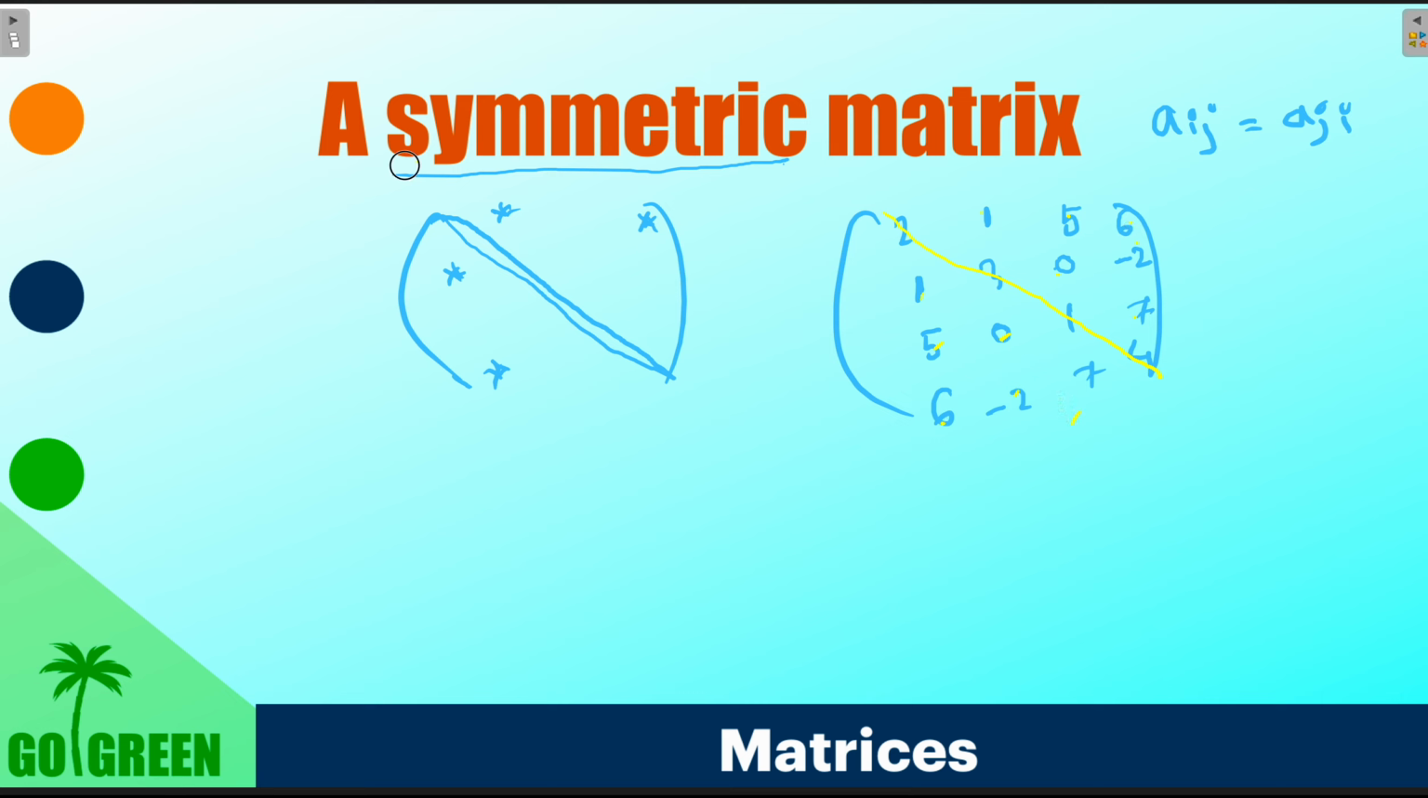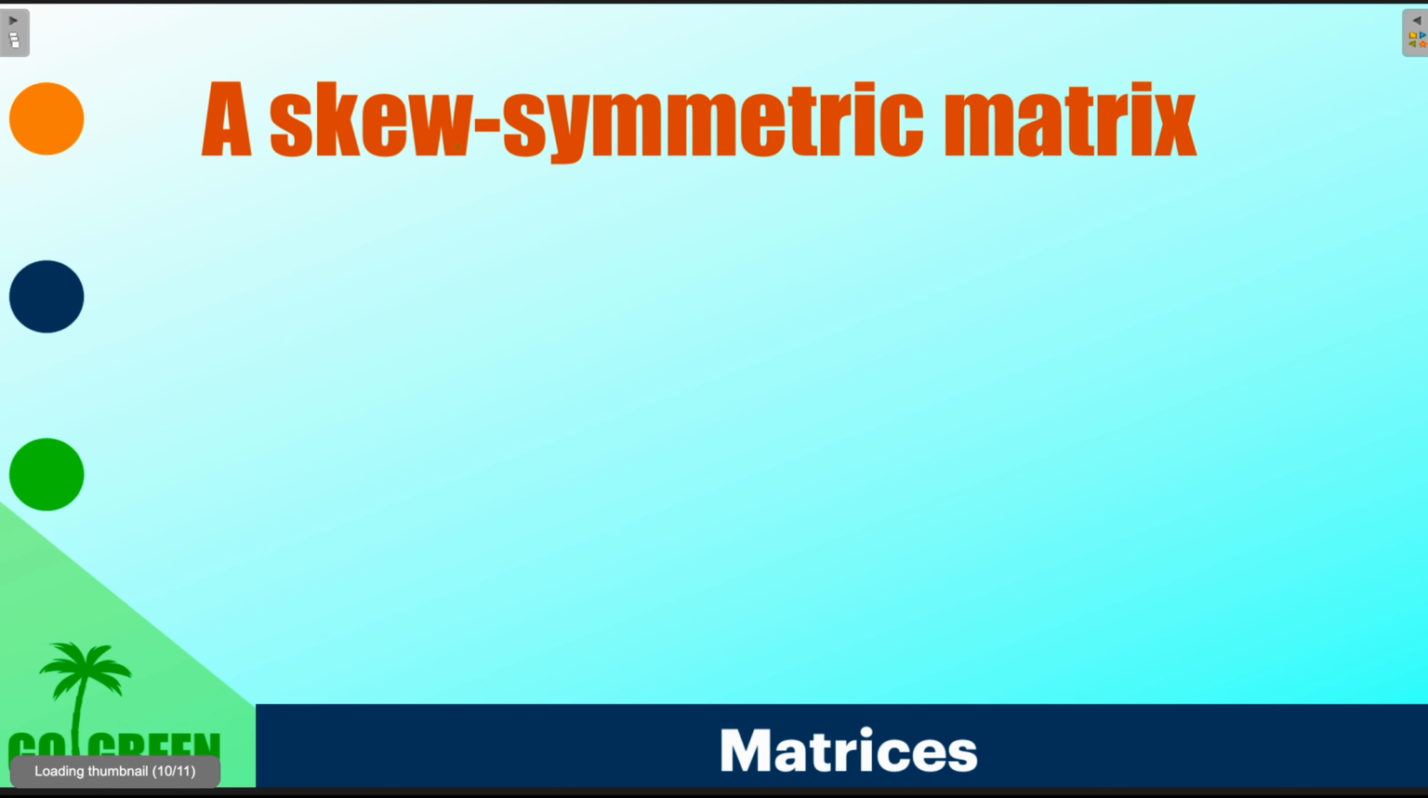Okay, so basically symmetric matrix means what? This is symmetric about the diagonal. This is what a symmetric matrix is. The skew symmetric matrix means what? This is symmetric but with a negative sign.